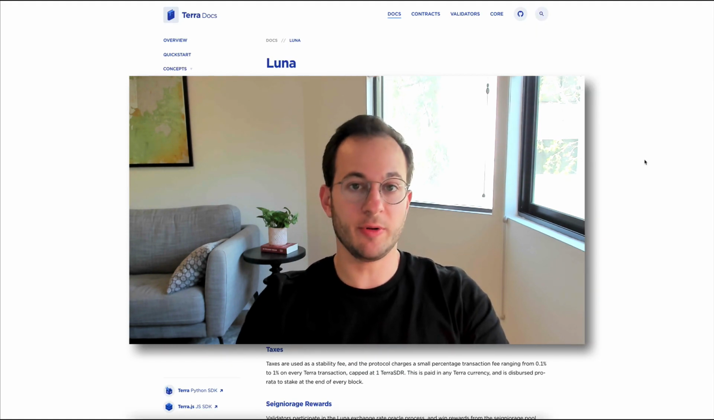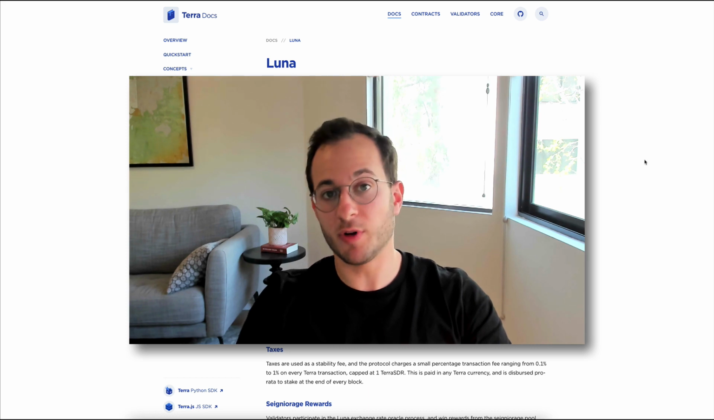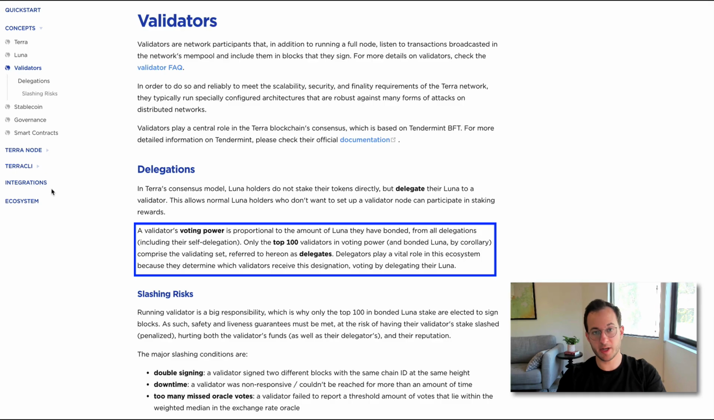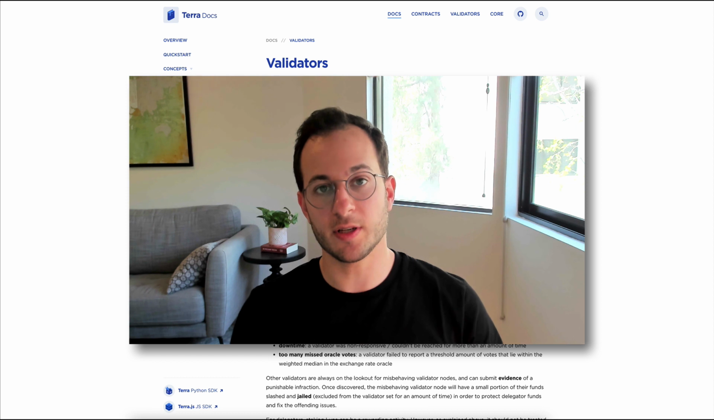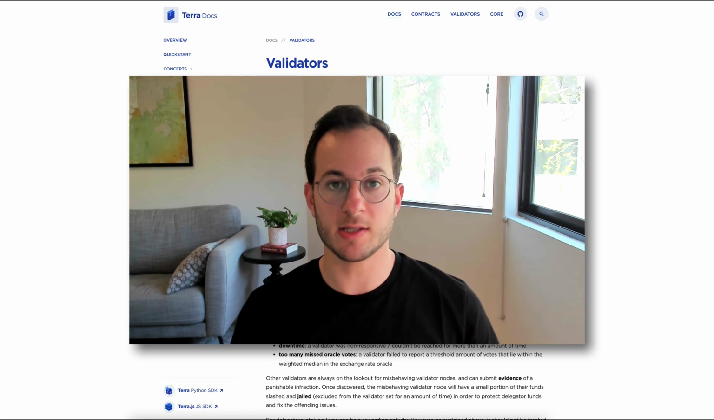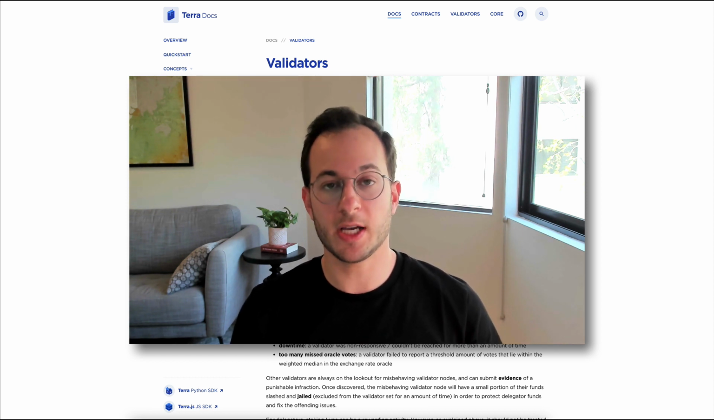So Terra is its own ecosystem and blockchain that basically runs on proof of stake. Now in the Terra Network, there are only 100 validators and these are basically selected because they're the largest holders of the Luna token. Because Terra follows the proof-of-stake model, the network's able to process significantly more transactions than a proof-of-work network like Ethereum would be able to.